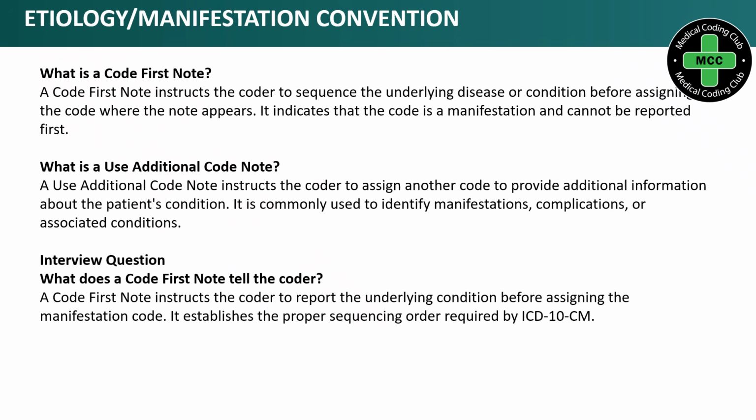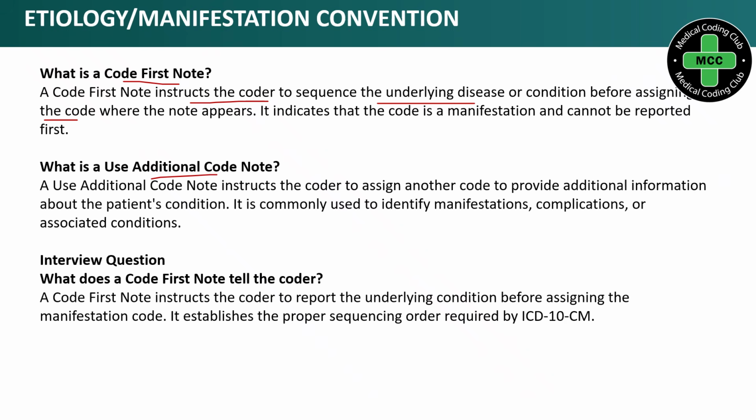So next we have etiology and manifestation. Etiology is an underlying condition, and manifestation is a secondary process of it. So you have to remember these two instructional notes, what is code first and what is use additional code. The code first note instructs the coders to sequence the underlying disease condition before assigning the code. Many coders misunderstand the code first instruction. They see code first under manifestation codes, and they think this manifestation code should be coded first. Okay, not like that.